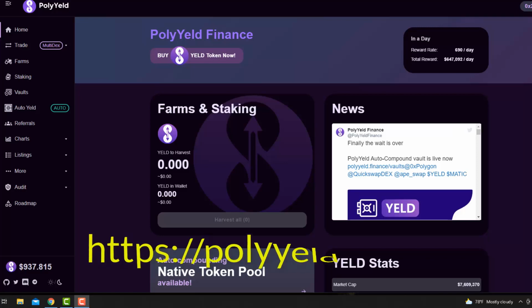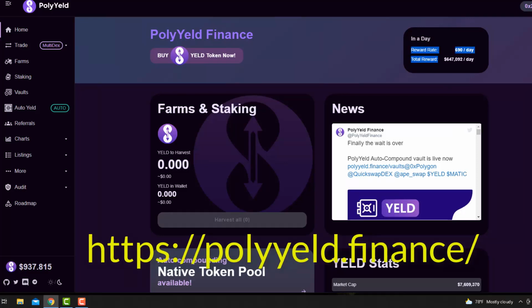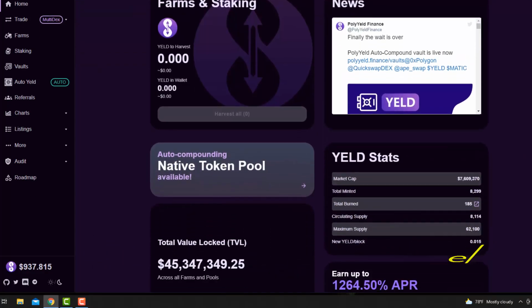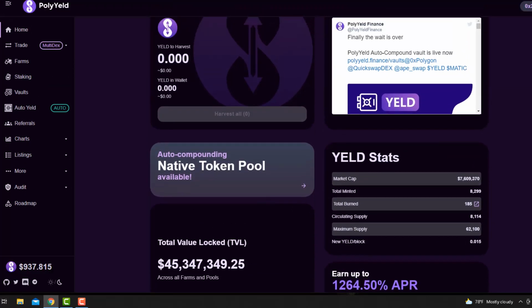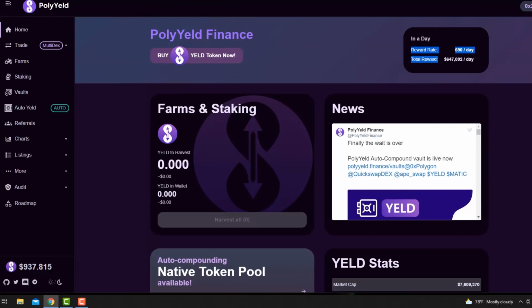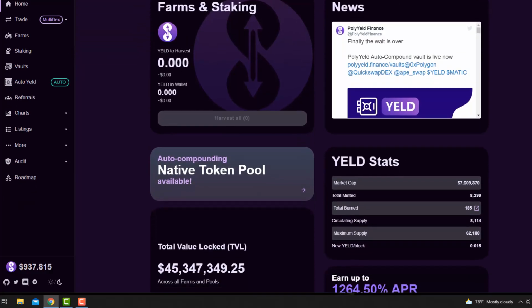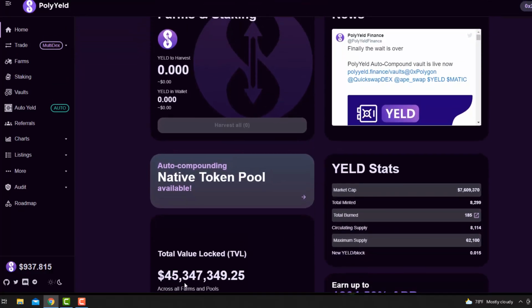Okay, PolyYeld has been around for 2 weeks, and this one has grown substantially. Total value locked is now 45 million. So this is pretty good for these yield farms. Normally they don't get to this level of 45 million.